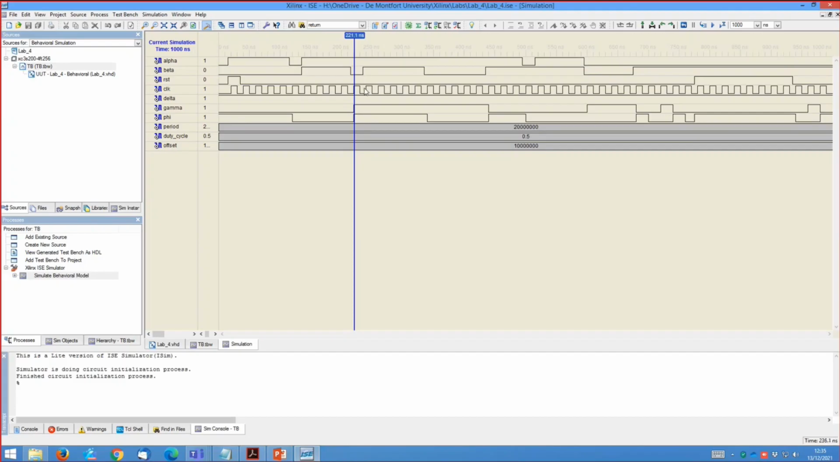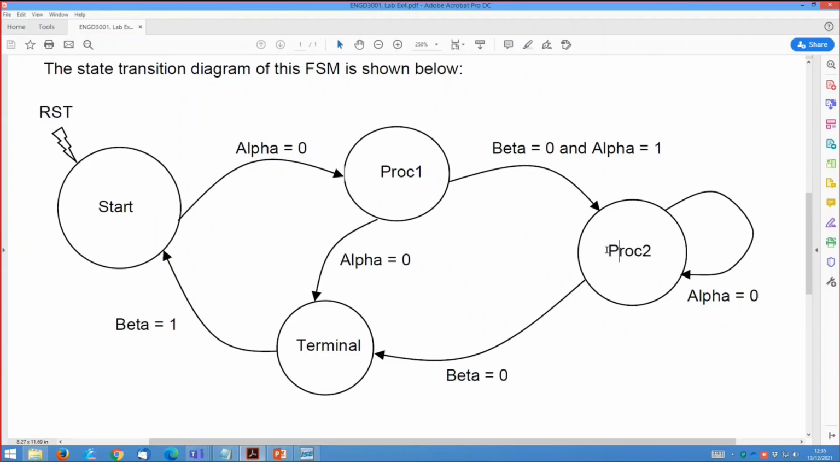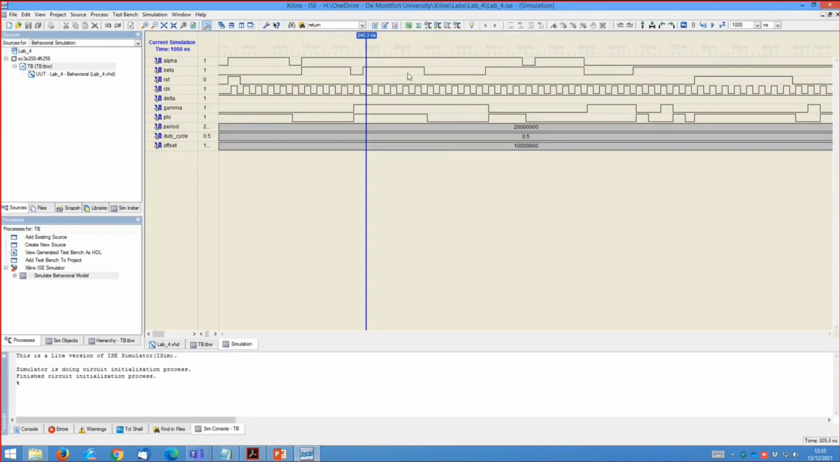Then before the next clock arrives, so the machine has an opportunity to change the state, I put beta back to 1, so alpha is 1, beta is 1. Therefore, I'll be stuck in that proc 2 state for a while, because if we look at the diagram, if I'm in proc 2 and beta is 1, I can't move from there. I can only move when beta is set back to 0. So I'll stay there for a few clocks, and then I put beta back to 0 here, and as soon as the clock arrives, my output state changes from 111 to 110.